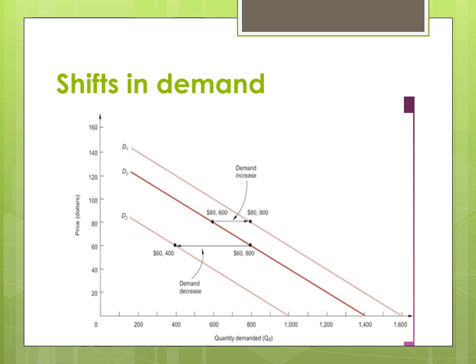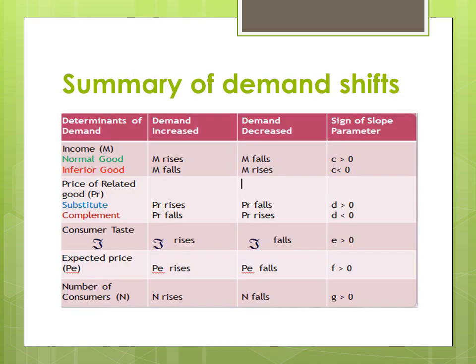So when quantity demanded increases, our demand curve shifts above, and we also call it extension. And when our quantity demanded decreases and our demand curve shifts leftward and downward, we call it contraction. So when demand contracts, it shifts downward, and when demand shifts above, it extends. This is the summary of demand shifts.